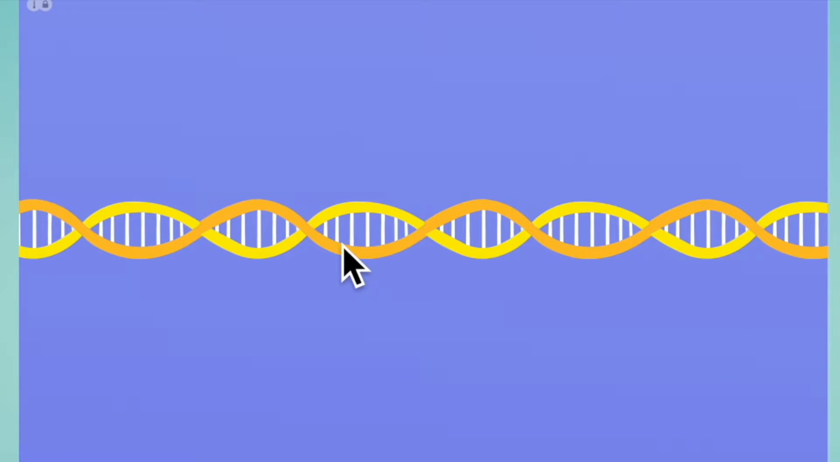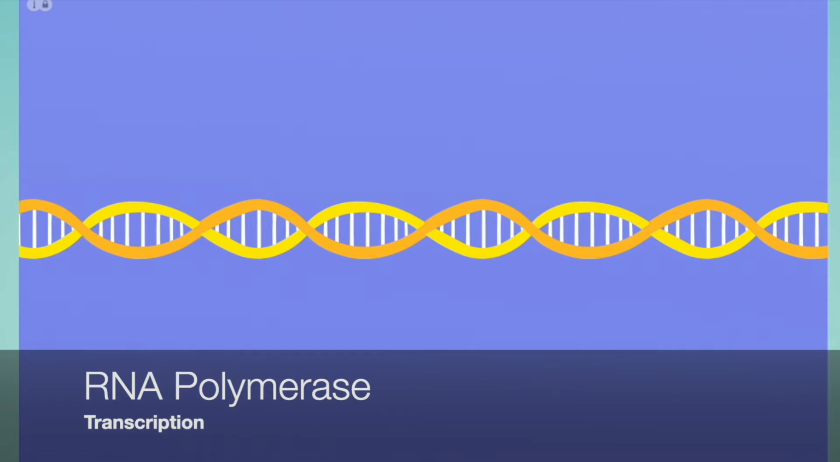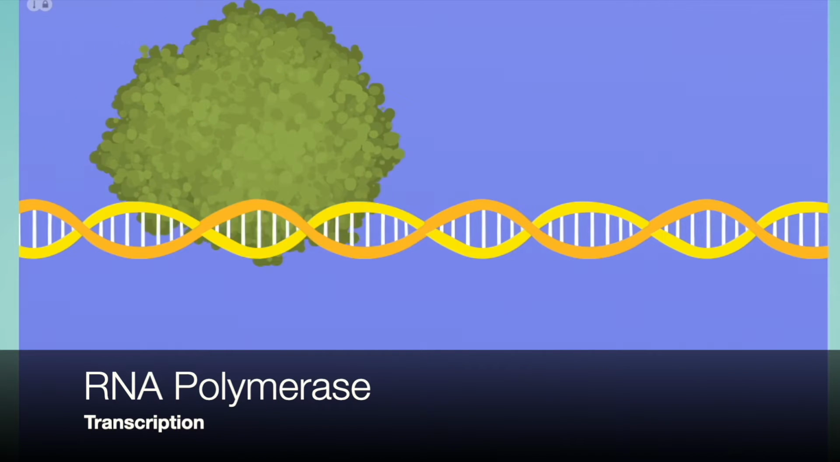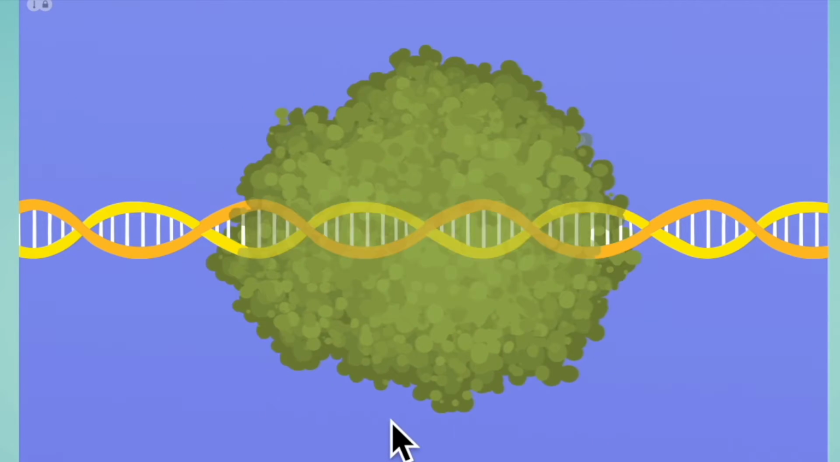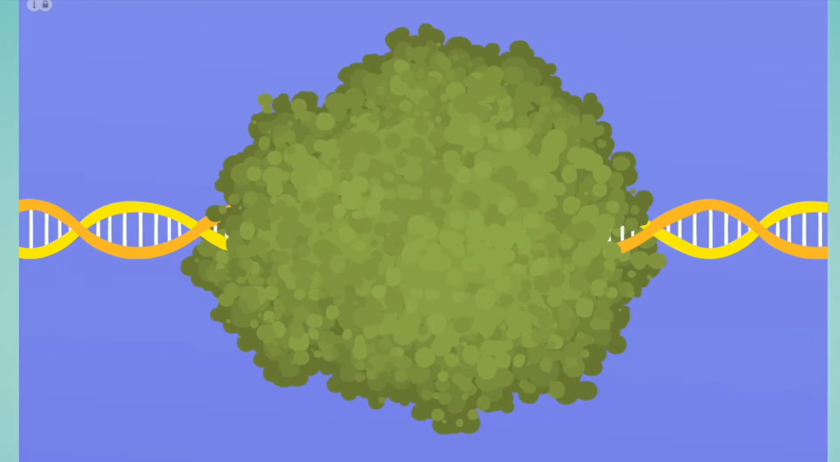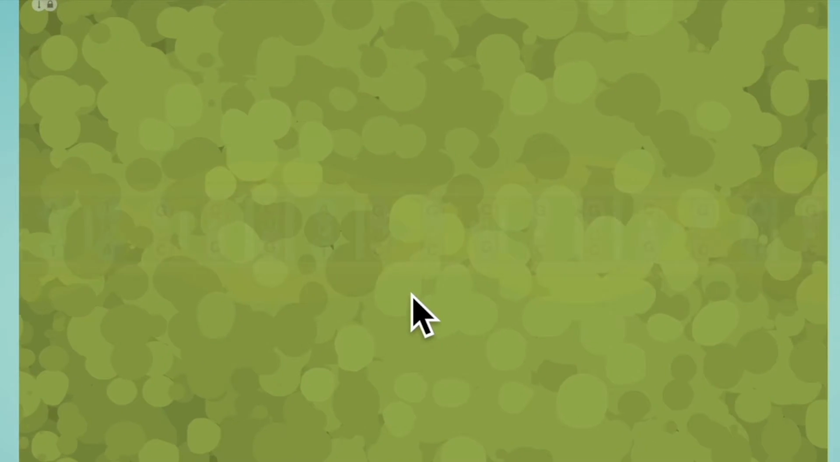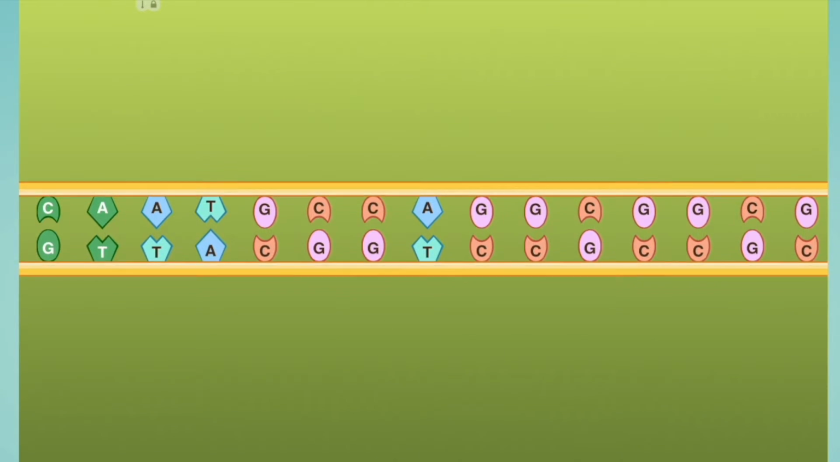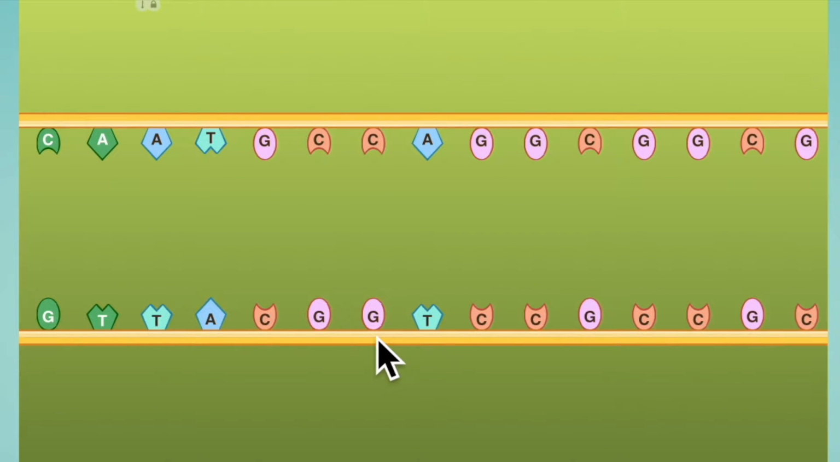First, we're going to look at the process of transcription. So we need the help from an enzyme called RNA polymerase. It has two functions. It will bind to the promoter site on the DNA, and then it's going to open up the DNA double helix. So that is the first function of RNA polymerase. But it's also going to bring in new nucleotides through base pairing.